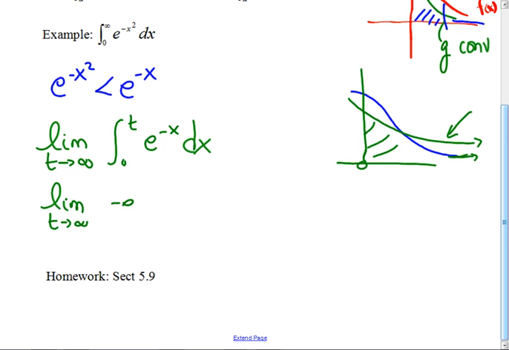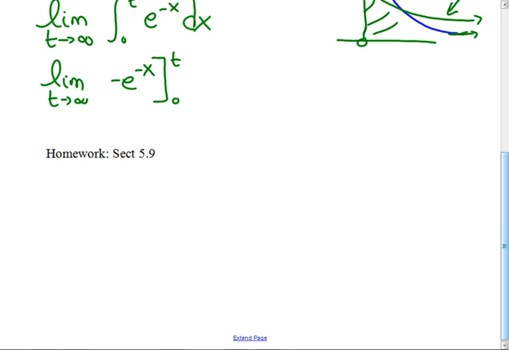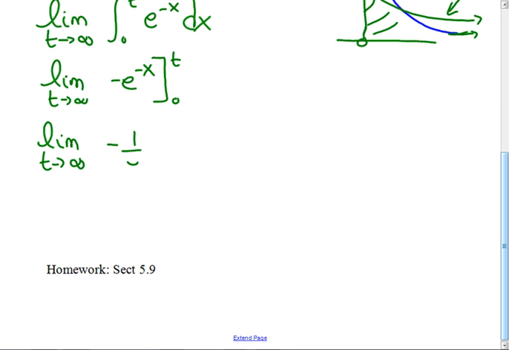It's negative e to the minus x. And I can check it, take the derivative. That's where the negative sign came from. It should say 510 anyway. So it's the limit as t goes to infinity, and I think we've done this before. It's minus 1 over e to the t minus negative 1 over e to the 0. Signs are tricky. You know by looking at the picture, it better be positive.